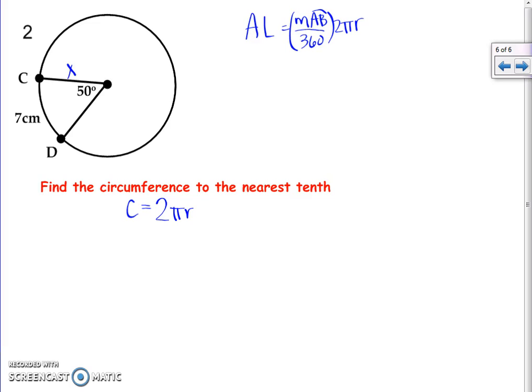All right, so on this one, we do have the arc length and we have the angle. So we can put those two things in. We have 7 and we have 50. And then we have 2 pi x. Now, when you're missing the radius, the easiest thing to do is to figure out what this number is, because then we can just keep the x on the end of it. Someone punch that in for me.